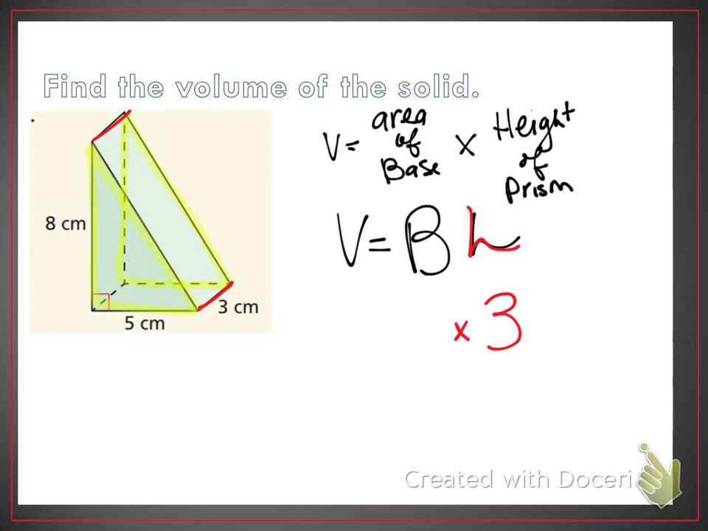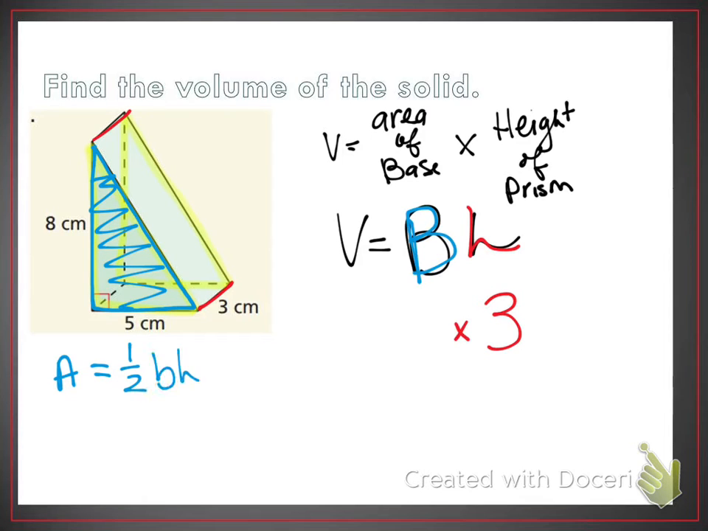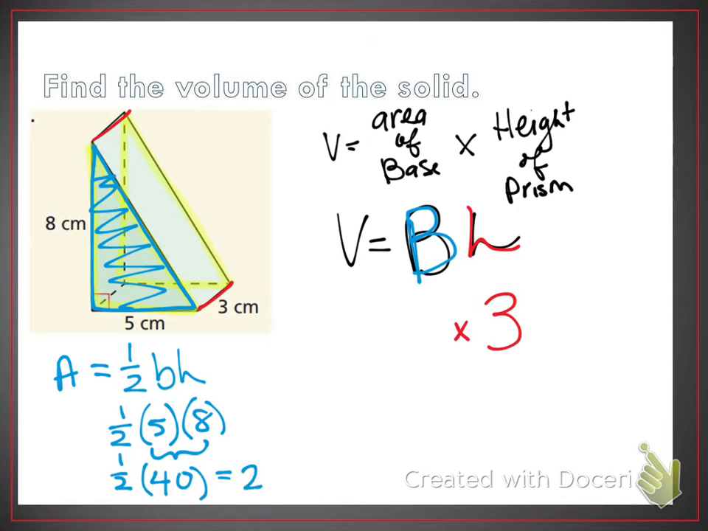Now we're going to find the area of the base. What shape is the base? We highlighted triangles. They're triangles. So remember that there are 2 of them, front and back. What is the area formula for a triangle? 1/2 base times height. What is the base of this triangle? 5 centimeters. And then the height is 8 centimeters. 5 times 8 is 40. Half of 40 is 20.